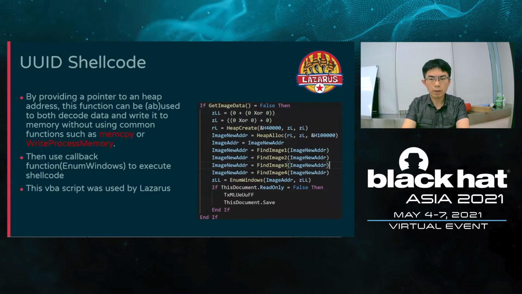There are two advantages to using UUID shellcode. First, by providing a heap address, this function can be abused to both decode and write the data to memory directly. Second, abusing a callback function, such as in EnumSystemLocales, can lead to shellcode execution. Both are typical checkpoints of security products for defending against memory injection attacks.